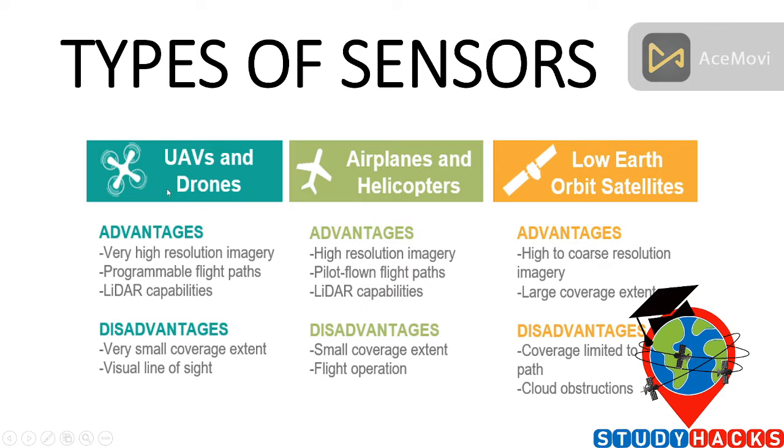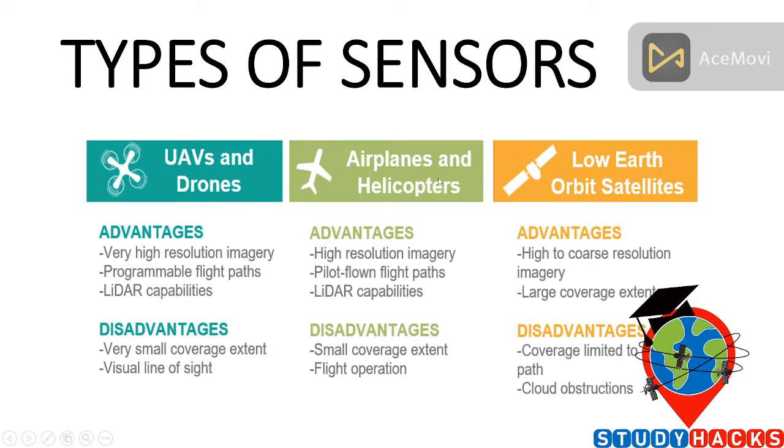So mainly for drone, the advantage is that you can get very high resolution imagery. Suppose if you have a drone image, then we also get very high resolution imagery. And for that, programmable flight path and lidar capabilities when you want to use the drone. And the disadvantage is a very small coverage extent. So mainly using the drone, you can get the result only for the specific boundary, a very small boundary, not a big range of boundary. And visual line of sight we can get from here.